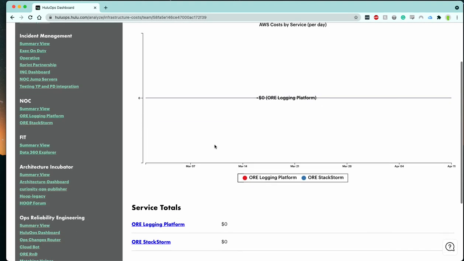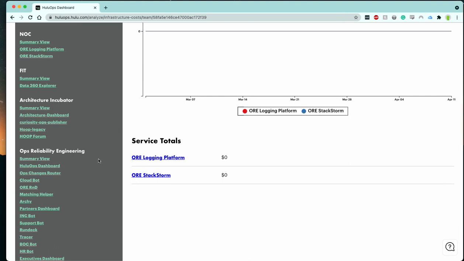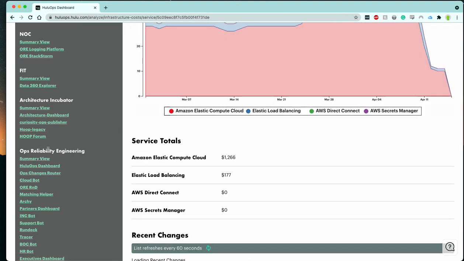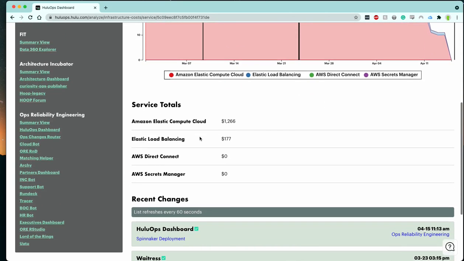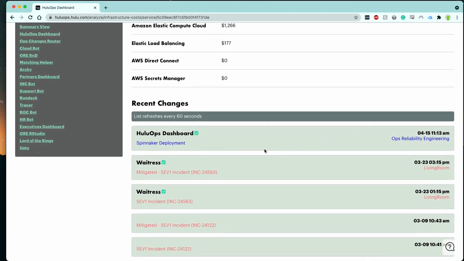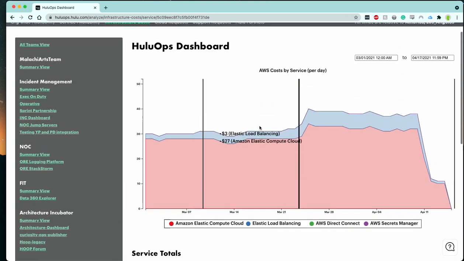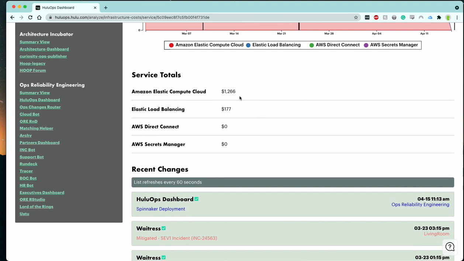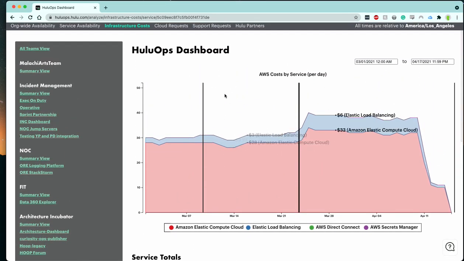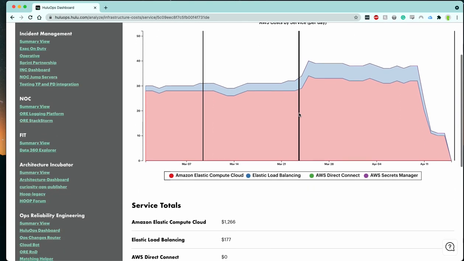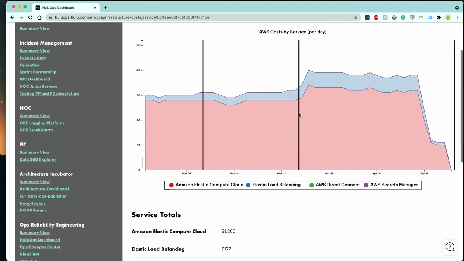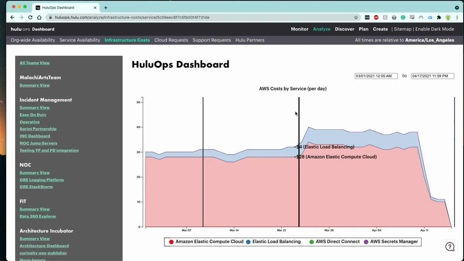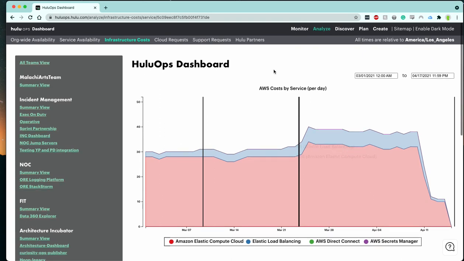So if I'm looking at ORE, which has a significant amount of infrastructure, I'm sorry, I'm wrong. I'm going to skip ahead. So this is looking at the HuluOps dashboard and the total cost of that. And this is from 3/1 to 4/17, so about a 6 week period, and you have Amazon EC2, $1,200. Elastic load balancing, 177. So the total cost of running this dashboard that you're looking at is fairly minimal. We probably would have spent that on napkins in the office if we were in the office.